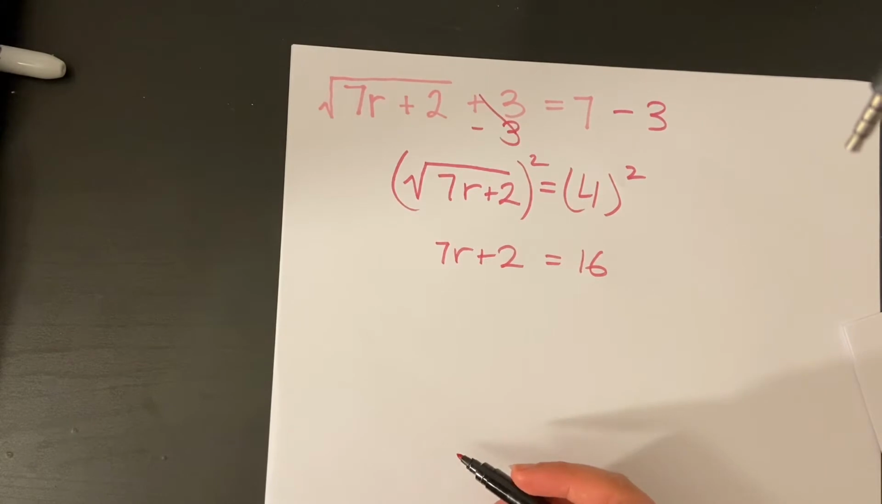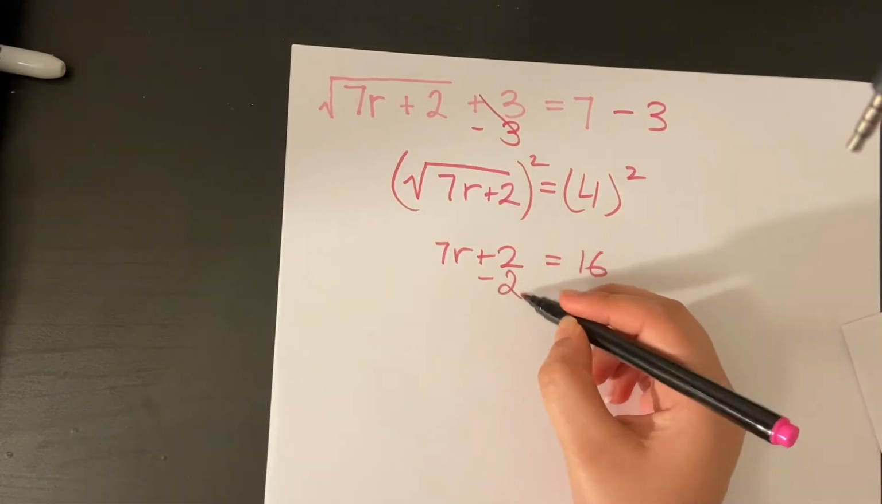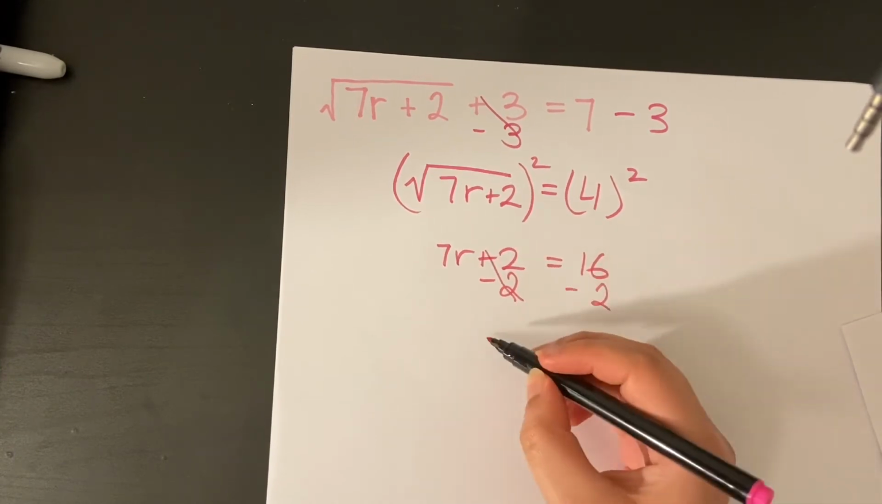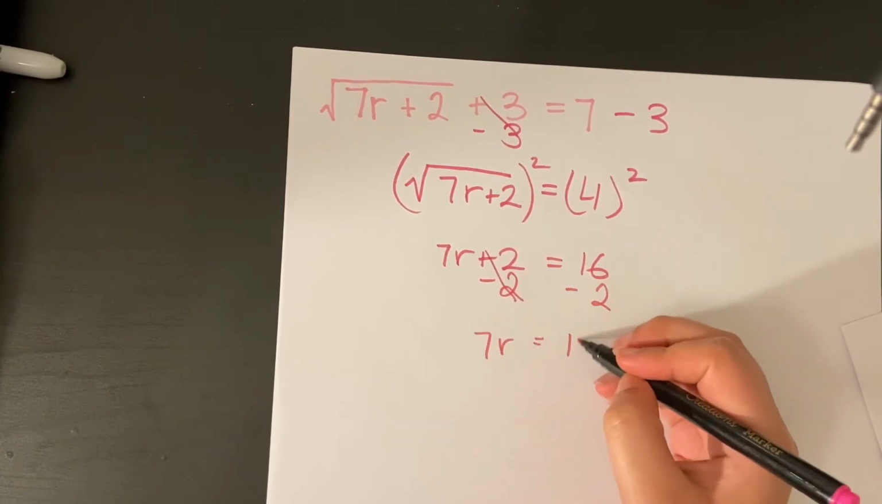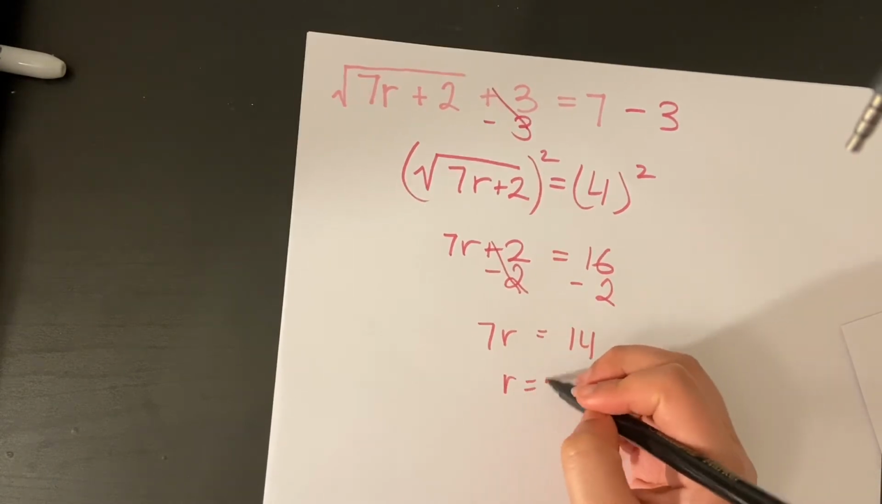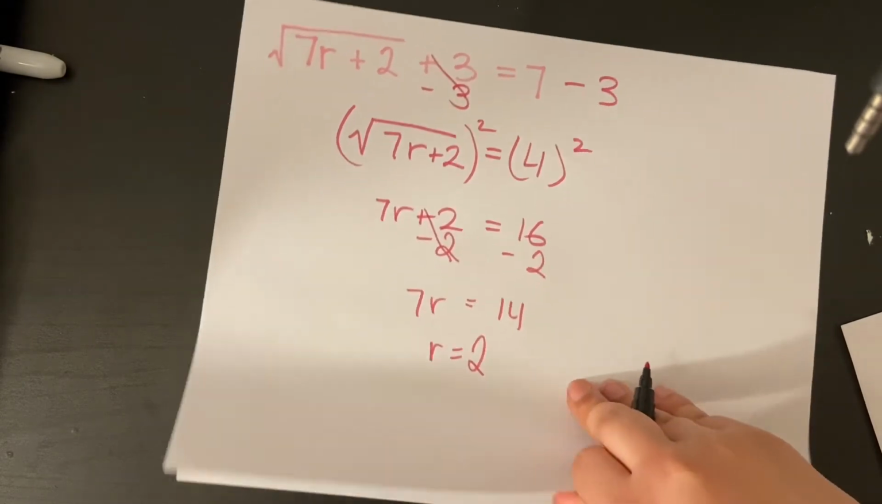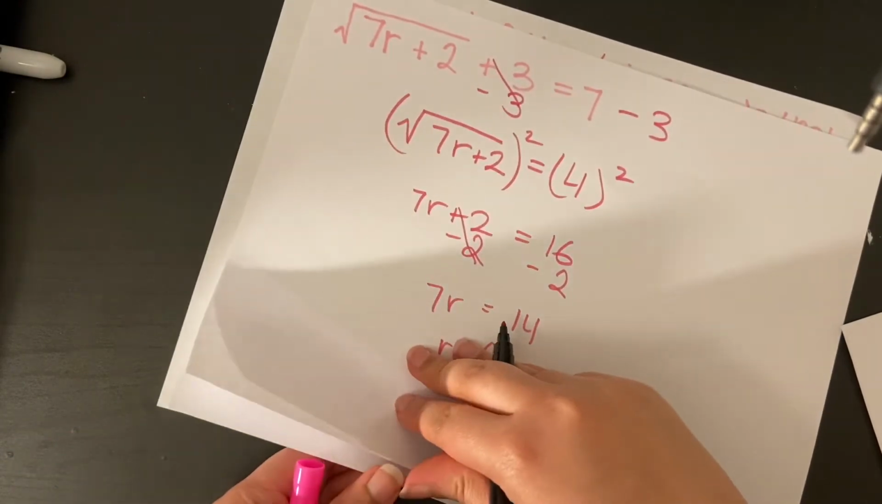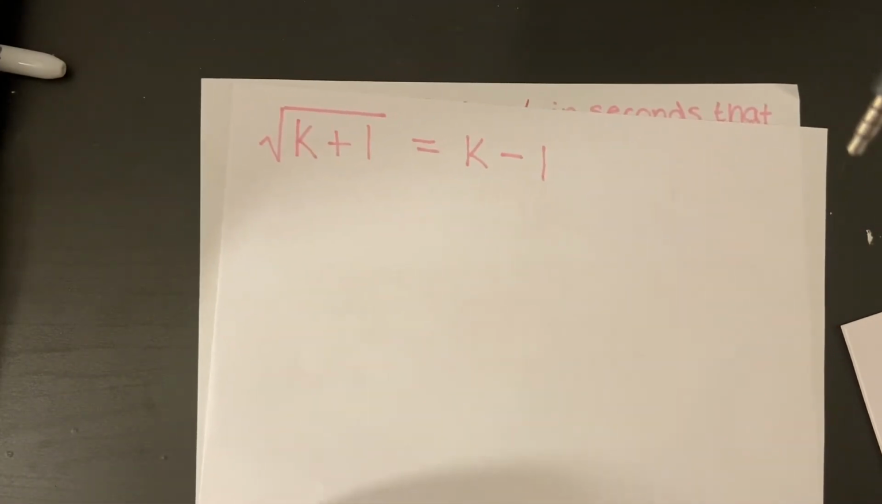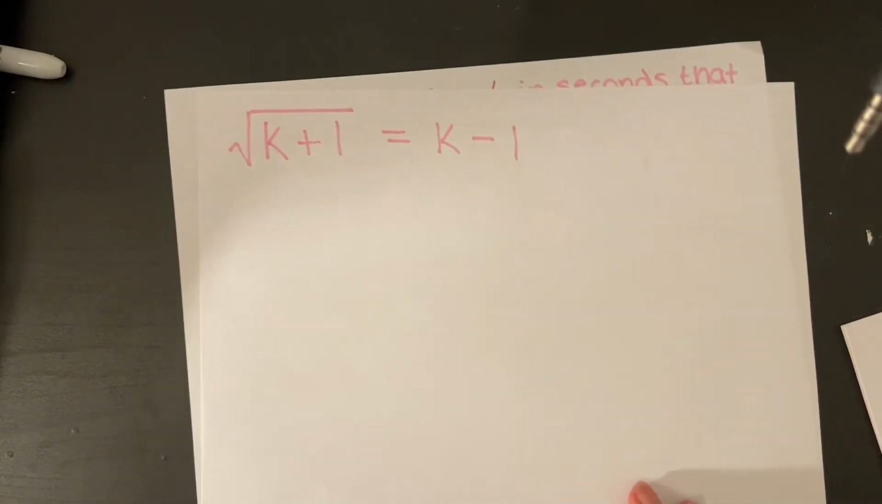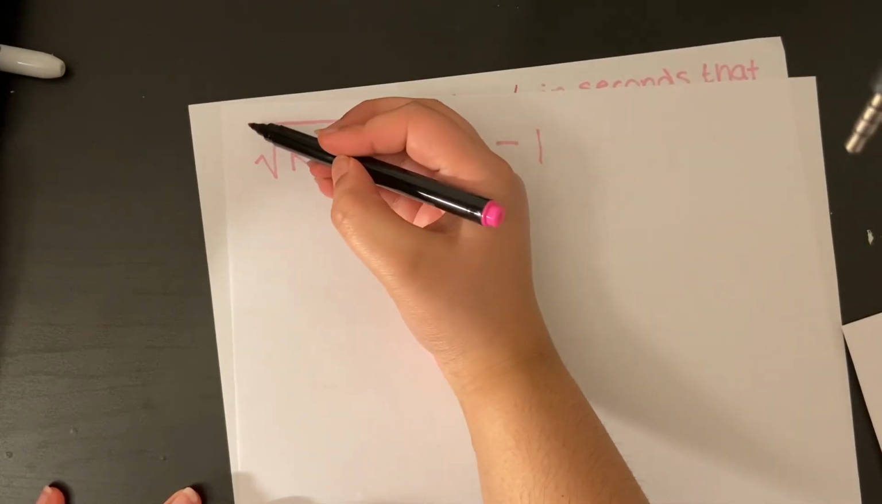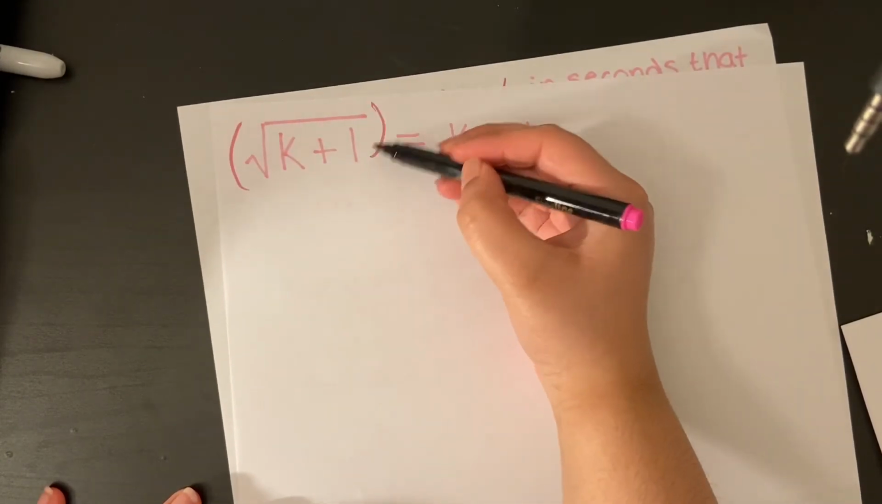Now we can solve normally, like we would to isolate the variable and solve as a normal equation. So I'm going to subtract 2 here, and 7r would equal 14, which means that r would equal 2. Simple, right? Let's try one that might not make that much sense to you. The square root of k plus 1 equals k minus 1. Easy, right? We'll see.